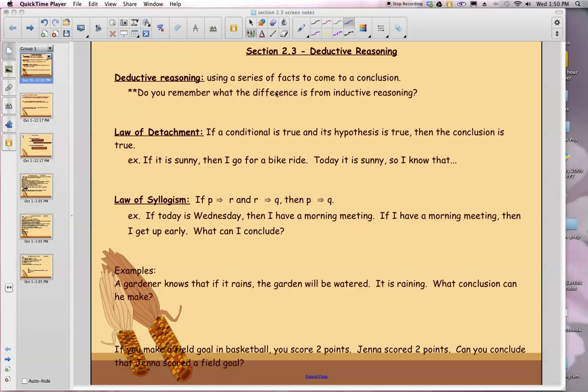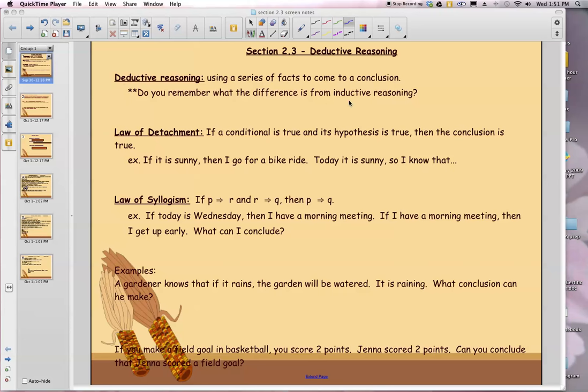If I used inductive reasoning, in other words, I looked for a pattern, if the first 7 children were all girls, inductive reasoning would tell me that the next child would have to be a girl. That's inductive reasoning. You saw a pattern that they were all girls, so you would assume that the next one is a girl. Deductive reasoning is using a series of facts.